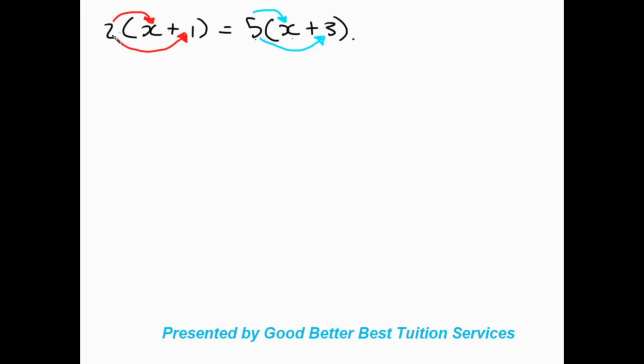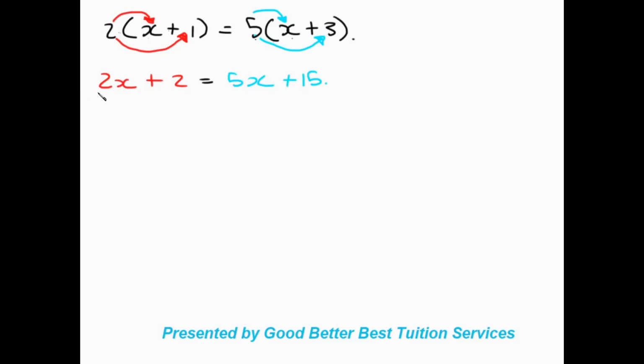So if we're going to do that, 2 times x is 2x. And then we have 2 times 1, which is a positive 1, so it will just be positive 2, is equal to 5 times x, which is 5x, and then 5 times 3, which is positive 15. So we have both sides now worked out.